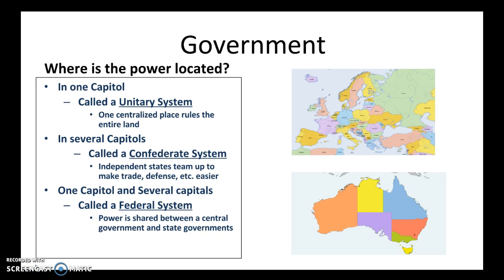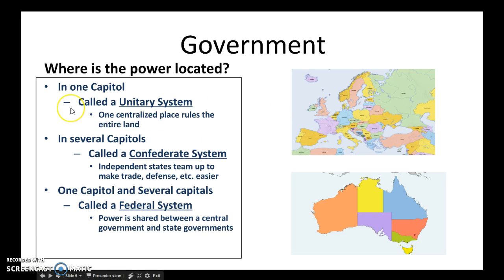We also want to consider how the system of government relates to the territory that is being controlled in that state. And once again, there are three options that most places seem to follow. You have a unitary government, a confederate government, and a federal government. Let's talk about what each one of those means.